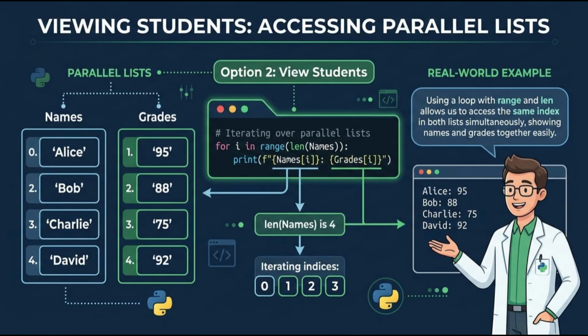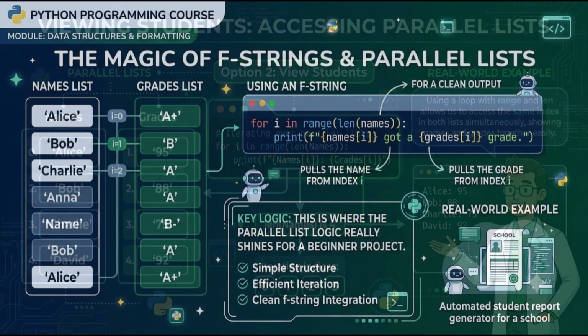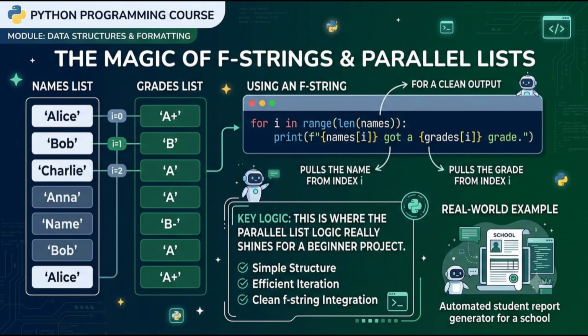To show names and grades together, we use a for loop with range and len. This allows us to access the same index in both lists simultaneously. We use an f-string for a clean output. It pulls the name from index i and the grade from index i. This is where the parallel list logic really shines for a beginner project.